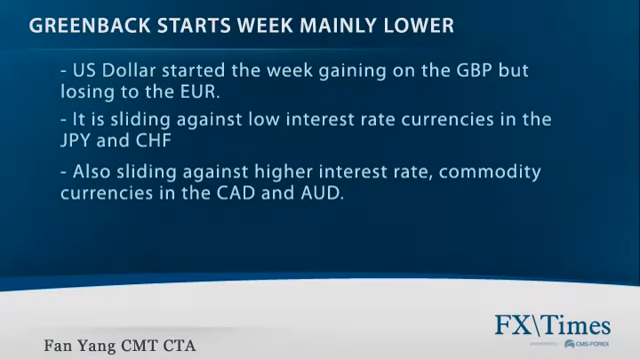The US dollar started the week gaining on the pound but losing to the euro. It is sliding against low interest rate currencies in the Japanese yen and Swiss franc, as well as higher interest rate commodity currencies in the Canadian dollar and the Australian dollar. This video is being produced at about 12:45 p.m. Eastern Time during the New York trading session.